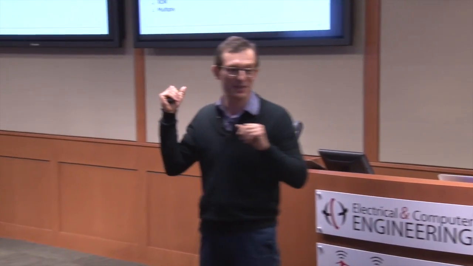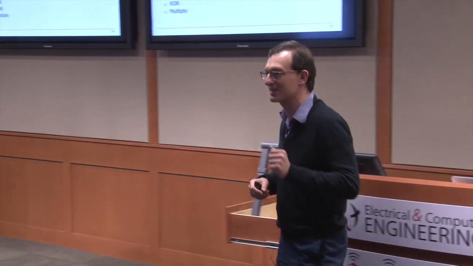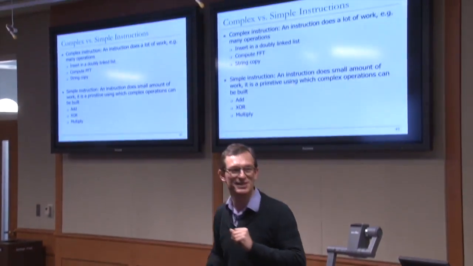Add, XOR, multiply. Even multiply was complex for early RISC designers. MIPS didn't have a multiply instruction, for example, to begin with. And later, people complained and said, oh, we have lots of multiplies. We don't want to translate it to a loop that does adds and shifts. So they added the multiply instruction. Right? So even multiply is more complex than add or XOR.